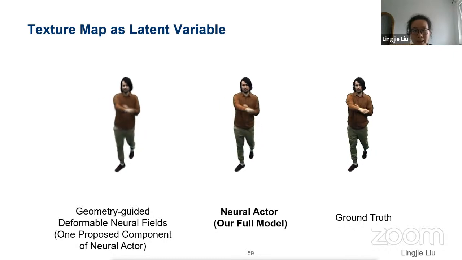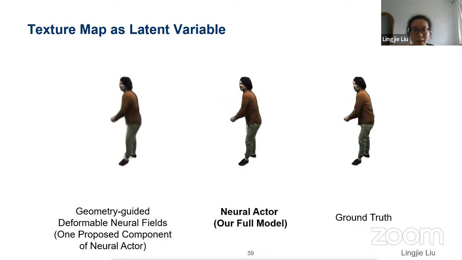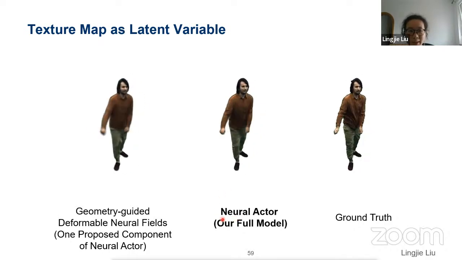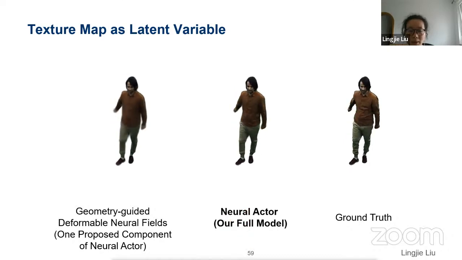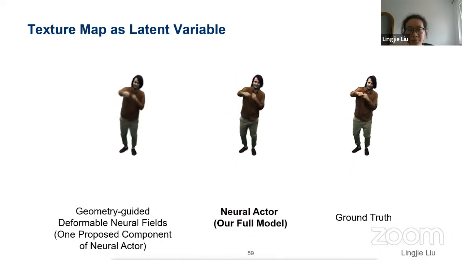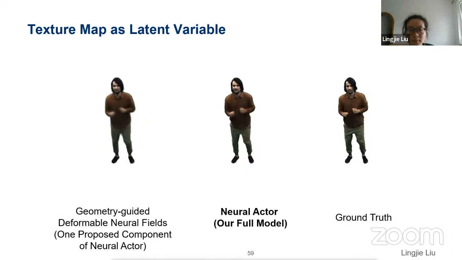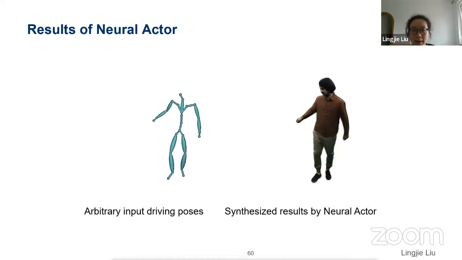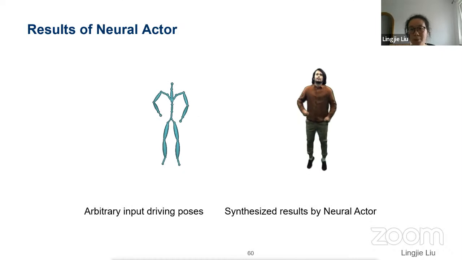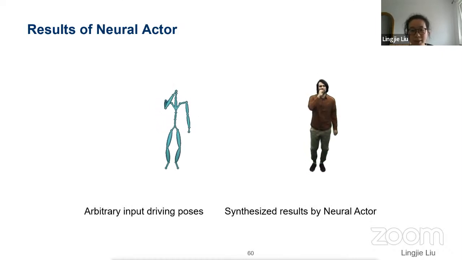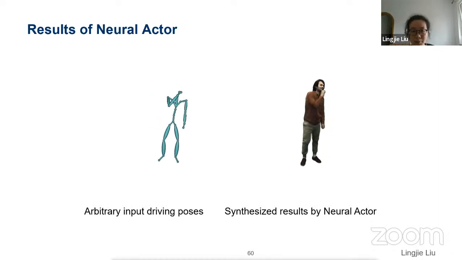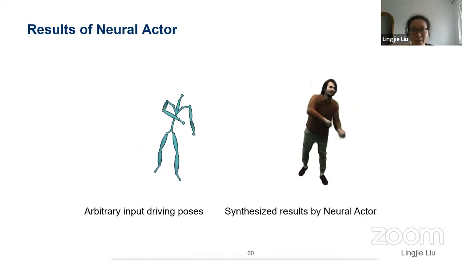Now, by incorporating this texture map as a latent variable, the result becomes crisp and also contains pose-dependent geometry and appearance. Here we show a video of Neural Actor. As we can see, given normal poses as driving poses, Neural Actor can synthesize photorealistic animations of the character with pose and view-dependent dynamic appearance, sharp features, and high fidelity wrinkle patterns.